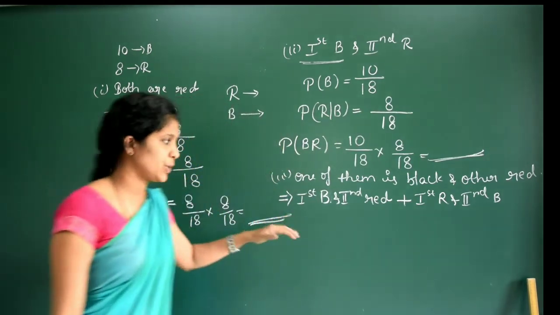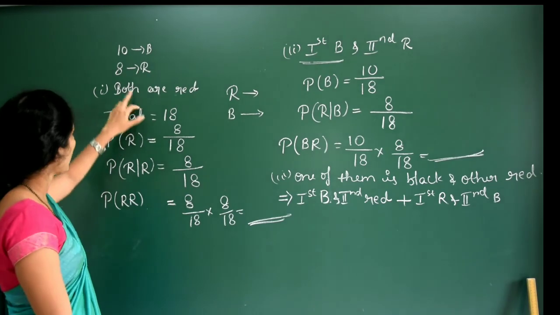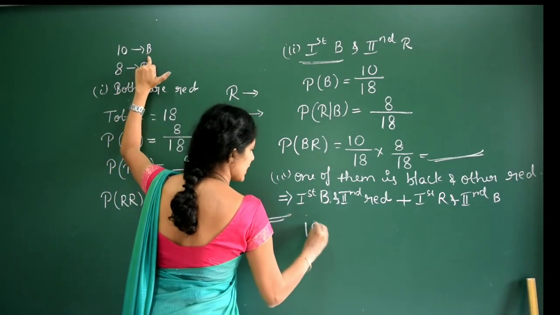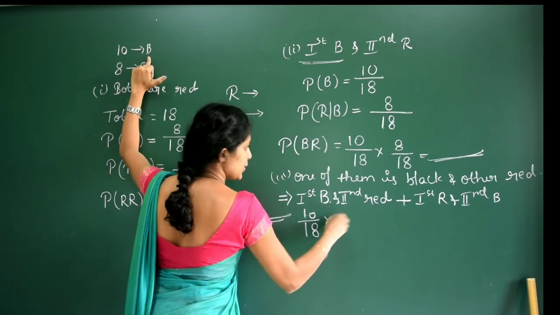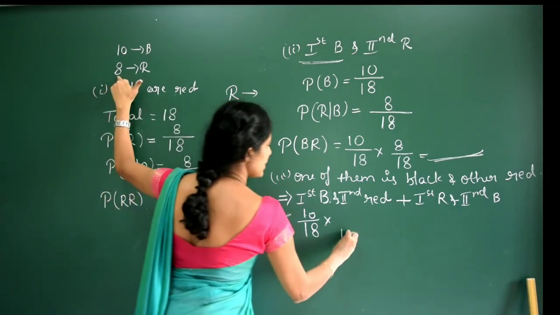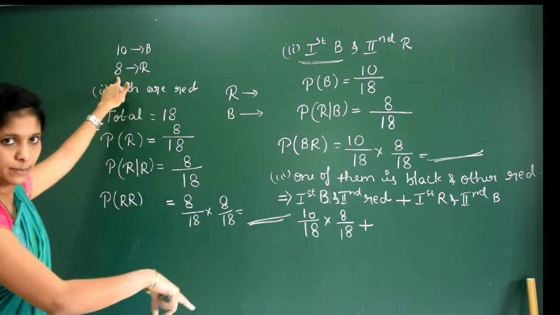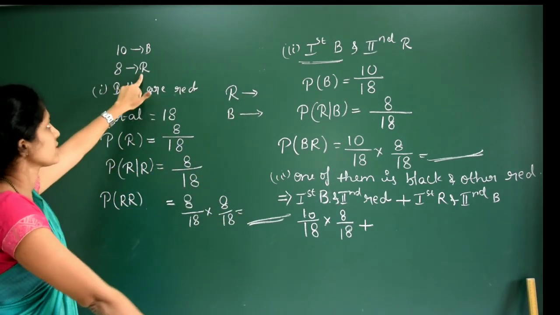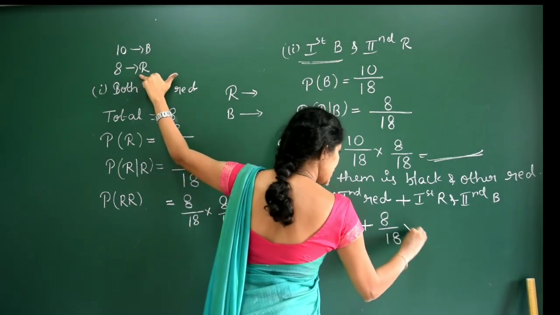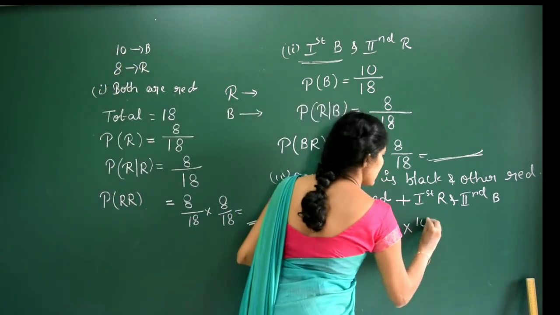Better you write step by step. First ball is black: the probability of getting black is 10 out of 18 total balls. Second is red: 8 out of 18. So this is 10 by 18 into 8 by 18, plus, because replacement is possible, first is red, 8 by 18, into second is black, 10 by 18.